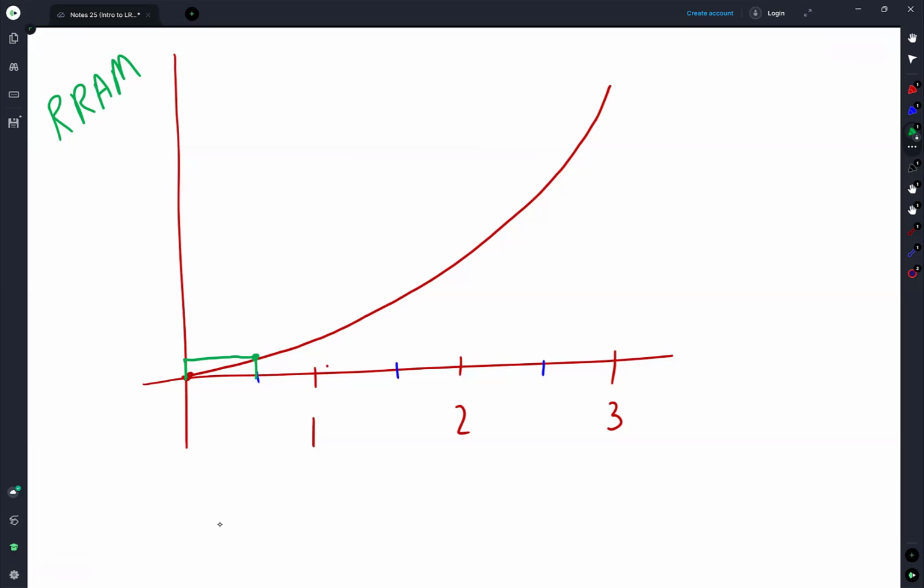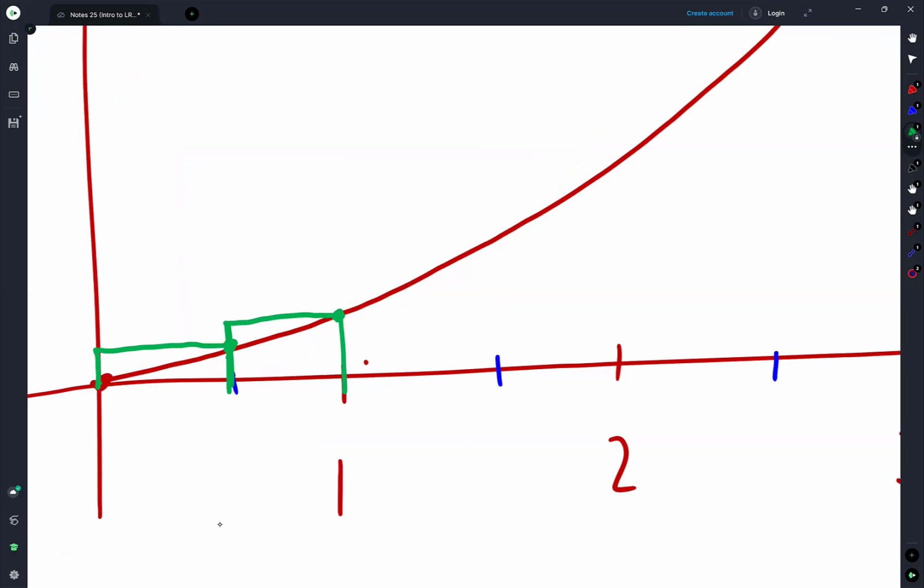Do you guys see it? Now go between 0.5 and 1. What's the rightmost point between 0.5 and 1? It's 1. So go to 1 on the curve, go down, and then horizontal line until you reach 0.5. There is my second rectangle. Because I'm doing the right rectangular approximation method, I have to choose the rightmost point between an interval.